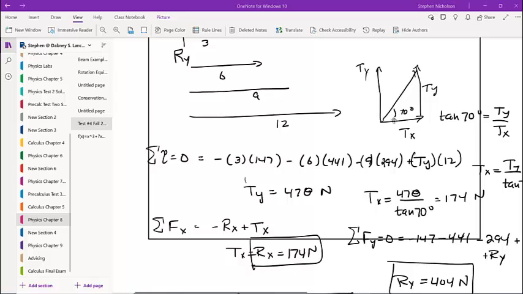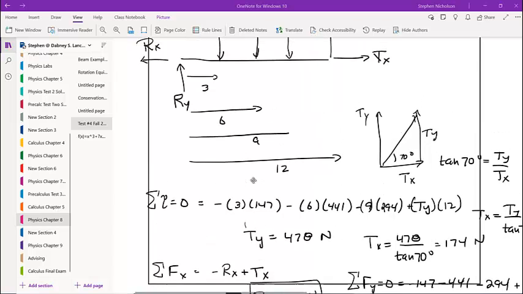If you solve for T sub Y from this equation, you get 478 newtons. Then you can use geometry over here for the cable to relate T sub X and T sub Y, because the ratio of those two has to be tan, associated with an angle of 70 degrees. So if you solve for T sub X, it's T sub Y divided by tangent of 70. So we take that 478 divided by the tangent of 70 gives us 174.